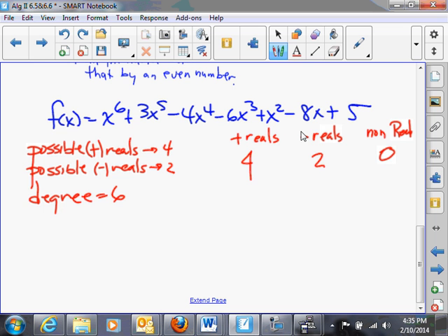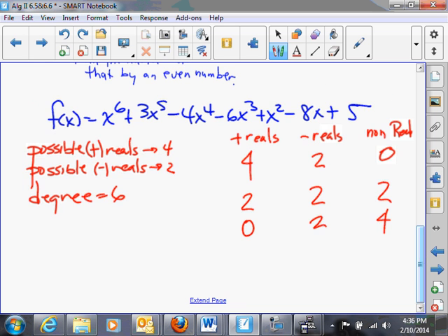Now, we might not have all 4 positive real zeros. We might just have 2 positives and 2 negatives, which would leave us 2 non-real. Or we might have no positive real zeros. We might have the 2 negative real zeros, in which case we would have 4 non-real zeros.